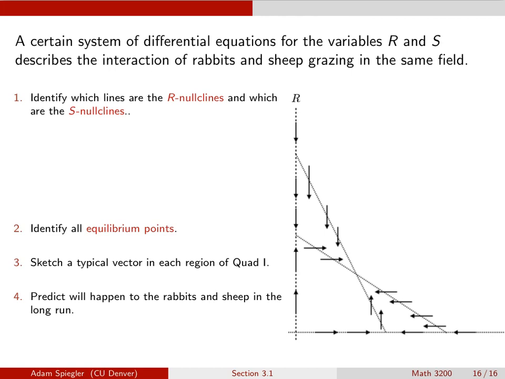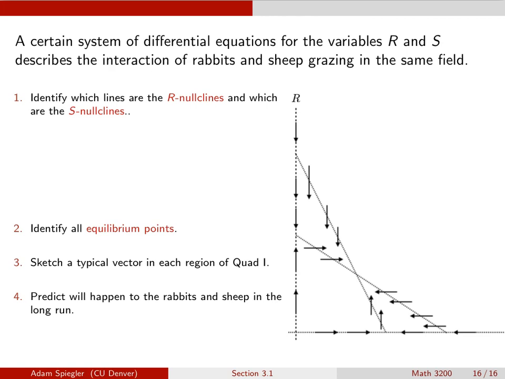So now we're looking at a system of equations where R is our rabbits, and S is sheep. So this is different than the rabbits and the foxes, because as far as I know, sheep don't eat rabbits, and rabbits don't eat sheep, but they have a competitive relationship because they both have the same food source.